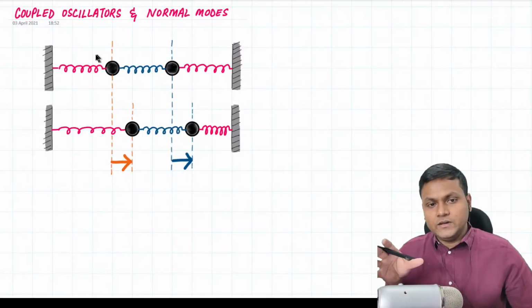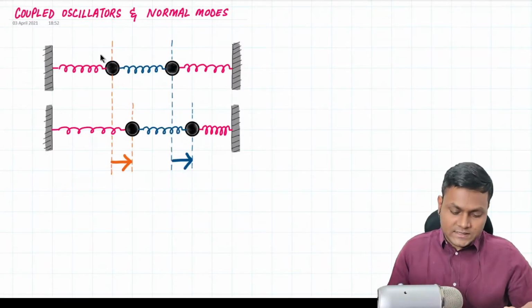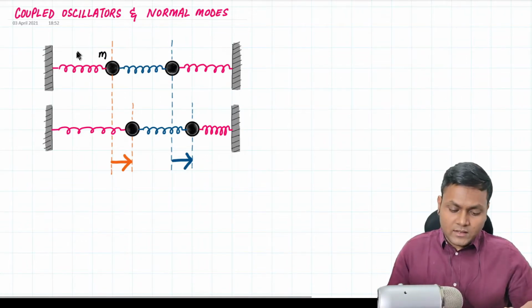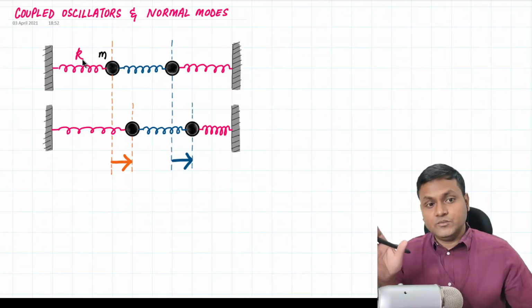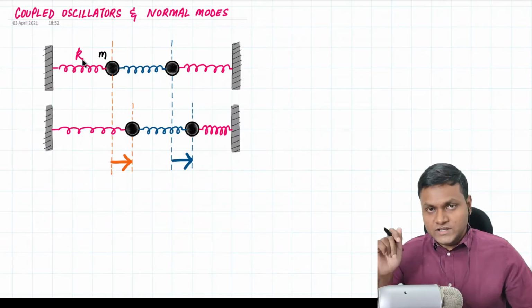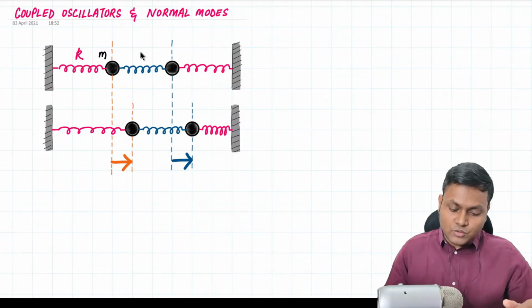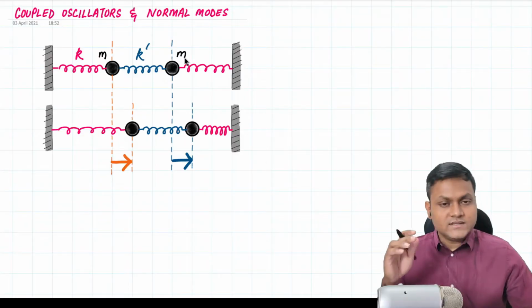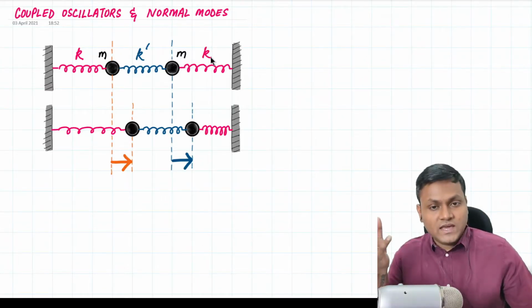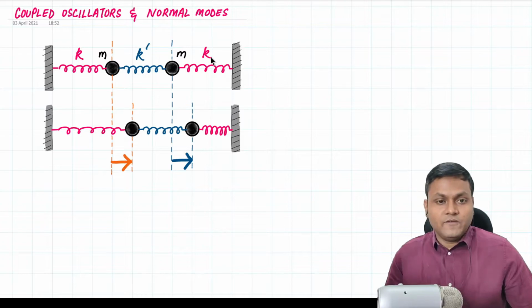Alright, so what we have here is a system of 2 point masses. The first point mass, let's suppose its mass is m, is connected to a spring which has a spring constant of k, which is attached to the fixed ceiling or a wall on the other end. And this mass is attached to another spring, let's suppose it has a spring constant of k dash, which is attached to another point mass, let's suppose it has the same mass m. And this mass m is on the other hand attached to another spring having a spring constant, let's suppose k, whose other end is attached to some kind of a wall.